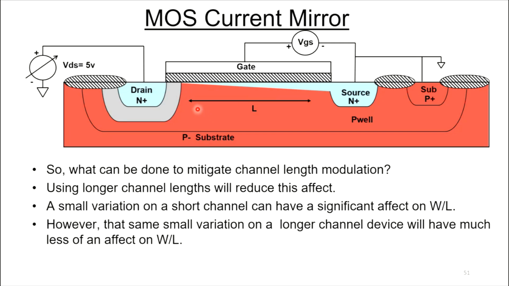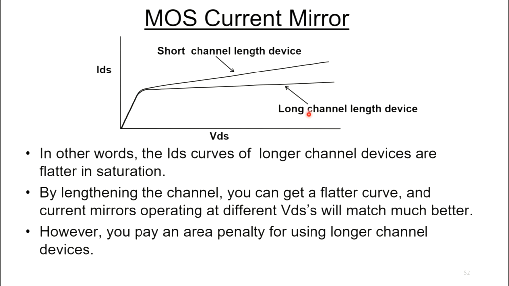So what this says is that long channel devices are going to be much flatter in the saturation region than short channel devices. And I try to show this on this slide here. A long channel device is going to look pretty flat in the saturation region. So for current mirrors, long channel devices are probably what you want to use, or at least this is one of the tools in your toolbox. Now, using long channel devices, you pay an area penalty. If they're longer, you usually have to go wider to make them work.